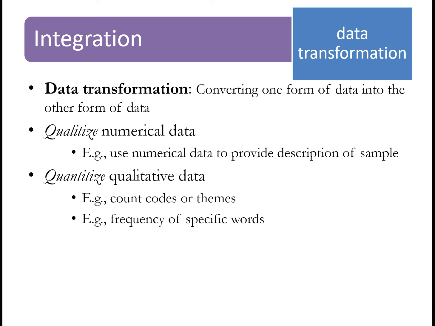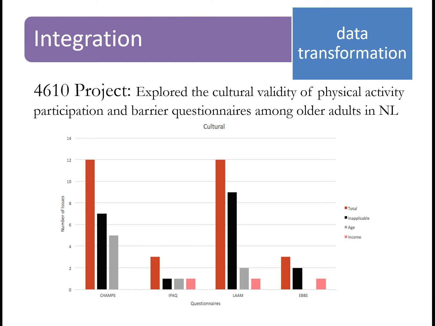Here's another example. It was a 4610 project that I was involved in. Basically, I'll have to give a little bit of background, but we wanted to look at the cultural validity of physical activity, participation, and barrier questionnaires among older adults in Newfoundland. So I'm a survey researcher, as I've said. I mostly study, so I often use, a physical activity survey, a questionnaire for that, as well as barriers.